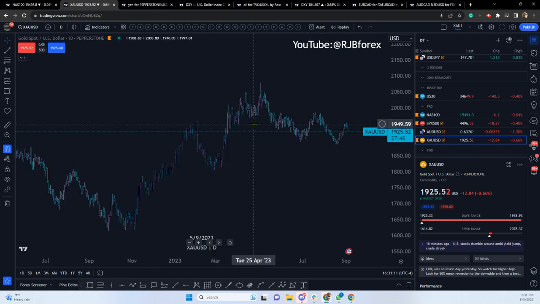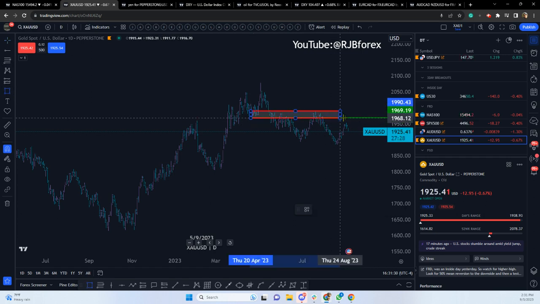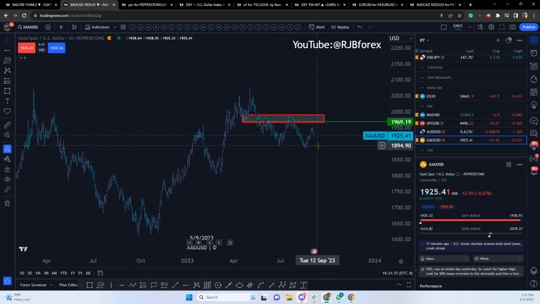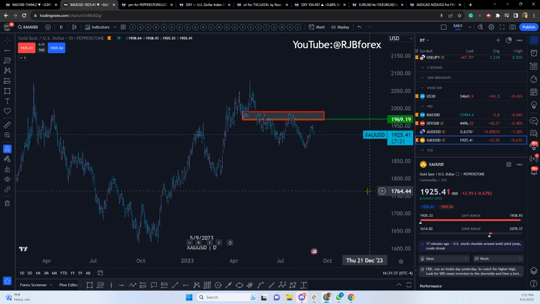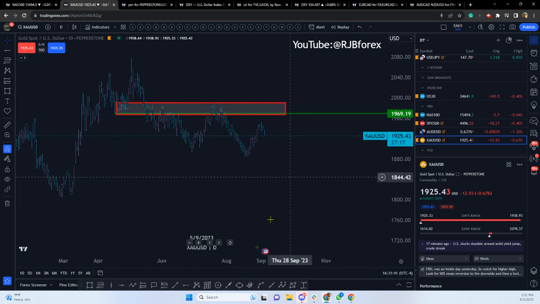Right, so we are in a broken down market as per this swing low over here. We've broken structure, and we're treating this now as resistance. So we're bearish while below this on the daily chart.